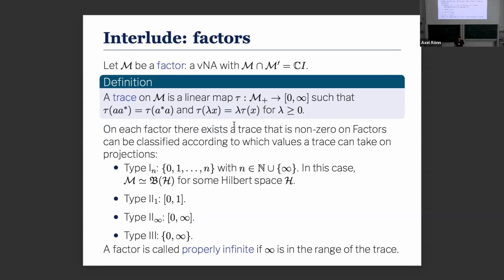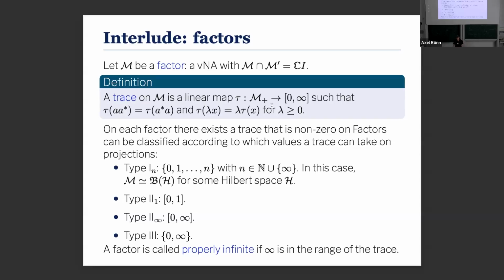So you can always find a trace that's non-zero. I should have said that it's non-zero on projections. You take a projection in an algebra, and you can always find a trace that's non-zero for projections. There's always a trivial one, namely you can define a trace that takes 0 on 0, and infinity on all the rest of the thing. That's not very interesting.